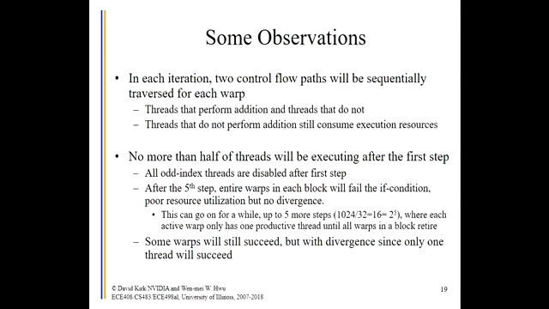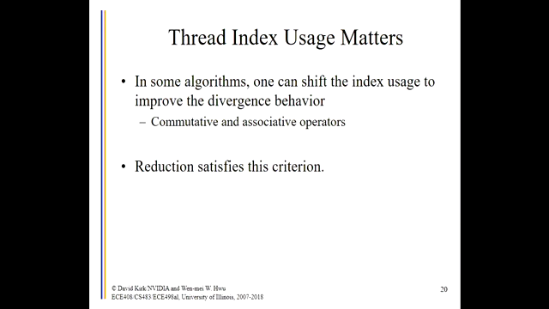So there are a few observations about that approach. If we analyze what's going on, in every iteration, we'll have two control flow paths within each warp. Okay? Threads that perform addition and threads that do not perform addition. And the threads that do not perform addition still consume execution resources.